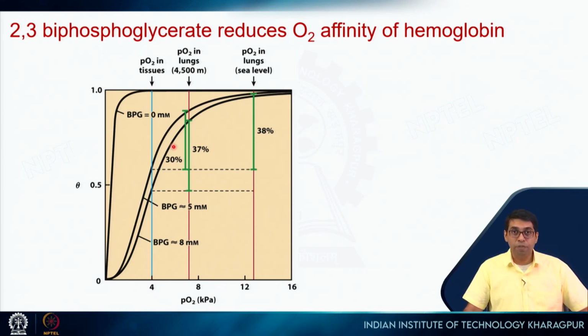But if the curve shifts to this one on the right hand side because of a higher concentration of BPG, then less hemoglobin will bind oxygen, but the release will be greater, and you can see that this number is 37%, which is almost the same as this. So even though the hemoglobin is less saturated, the offloading is the same, which means that the oxygen availability becomes almost the same due to the increased concentration of BPG.